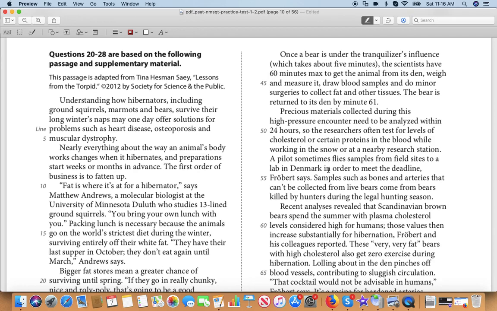Okay, now let's read. First paragraph. All right. Understanding how hibernators, including ground squirrels, marmots, and bears, survive their long winters now may one day offer solutions for problems such as heart disease, osteoporosis, and muscular dystrophy.